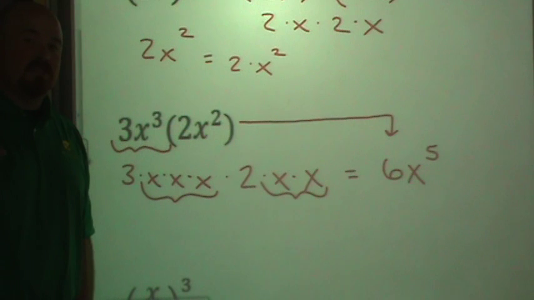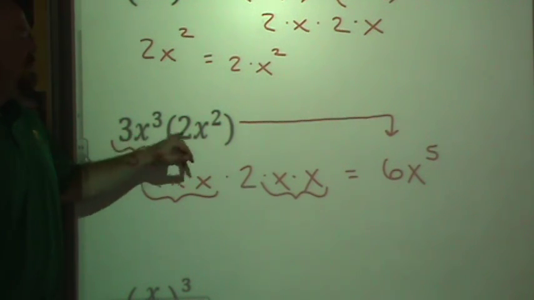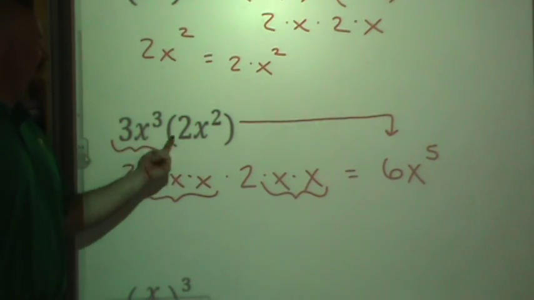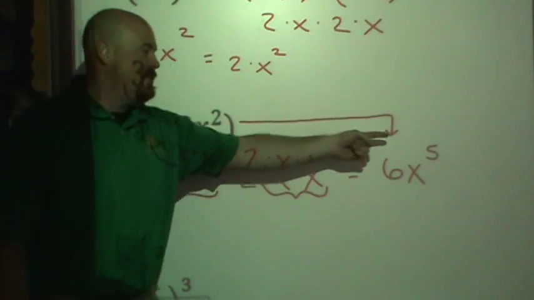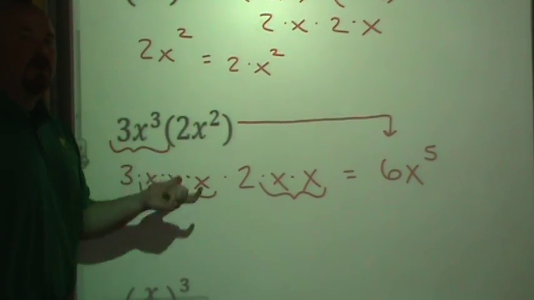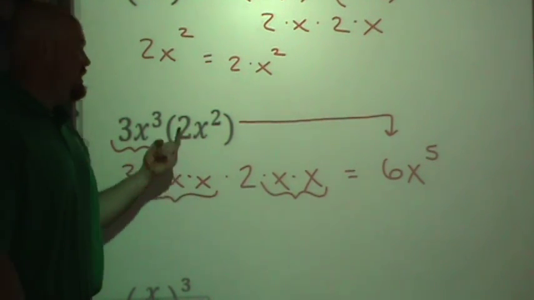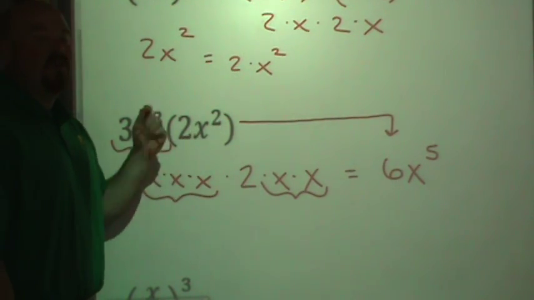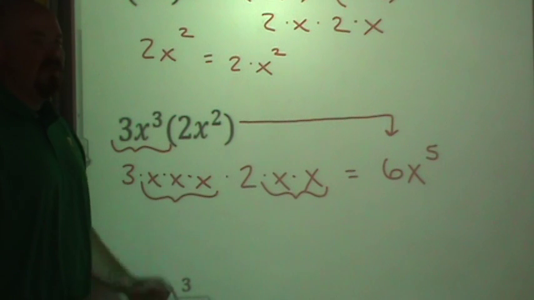So the shortcut, what's the shortcut? Anytime we multiply powers with the same base, how did we get this 5? 3 plus 2. So when we're multiplying powers, we can add their exponents if the bases are the same.